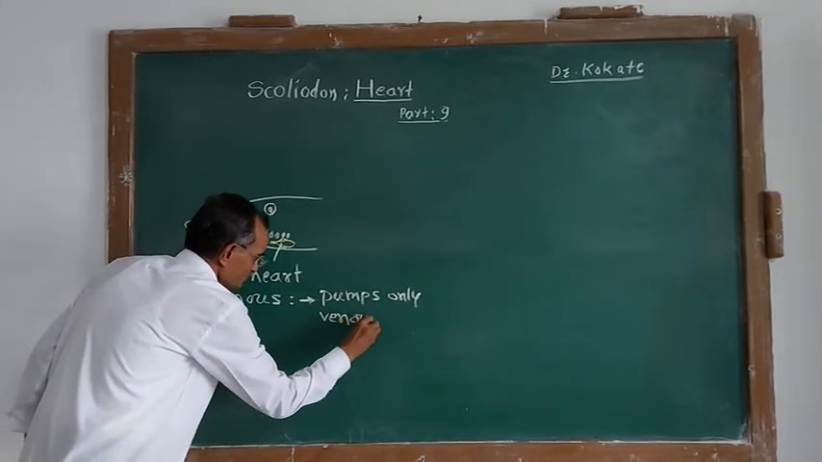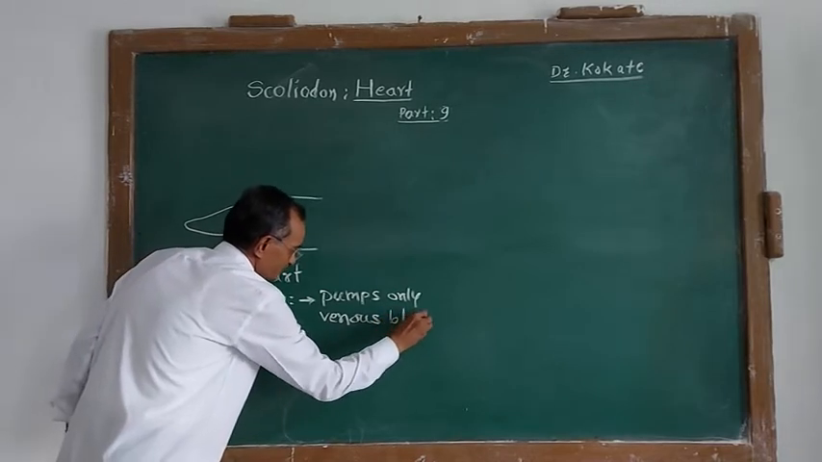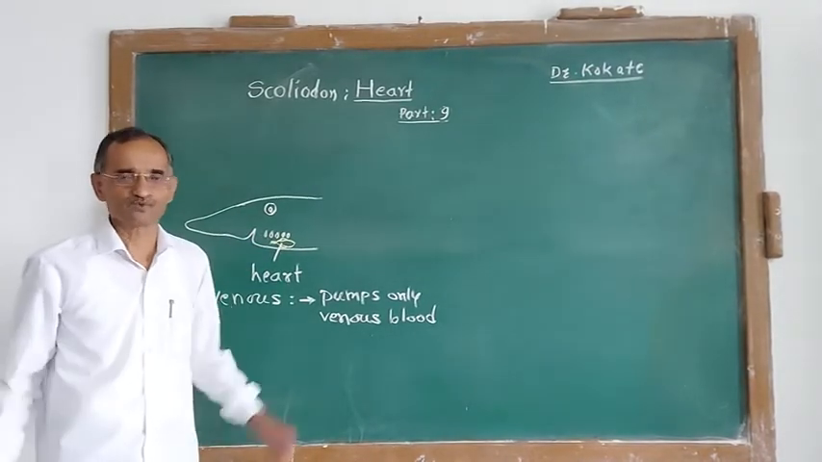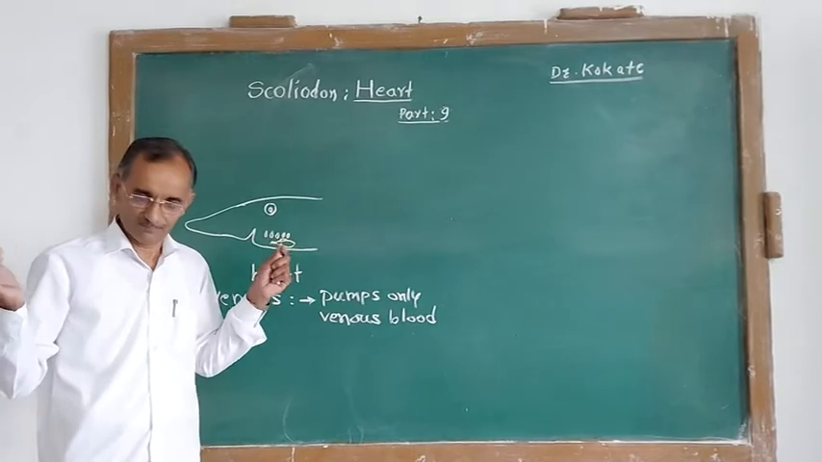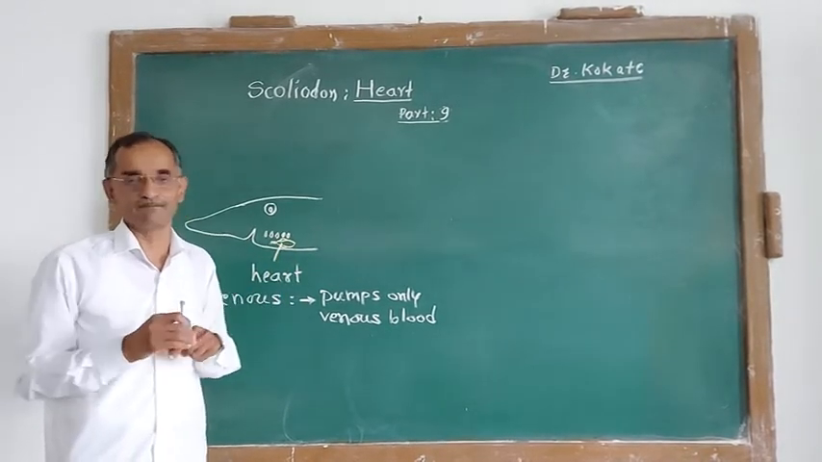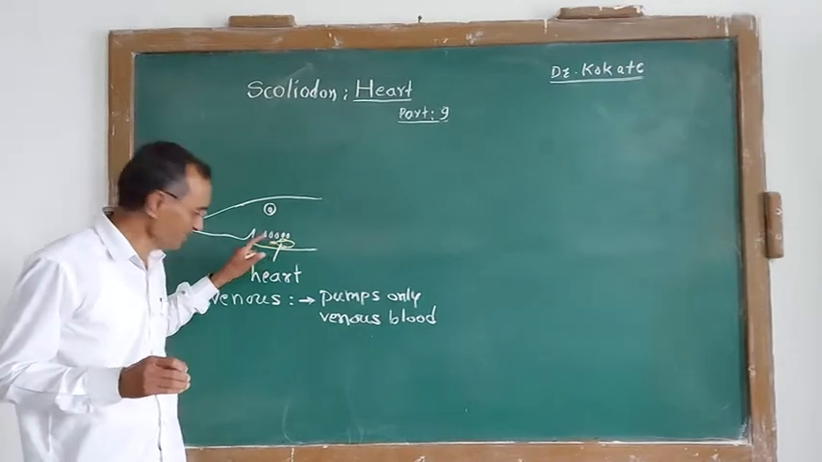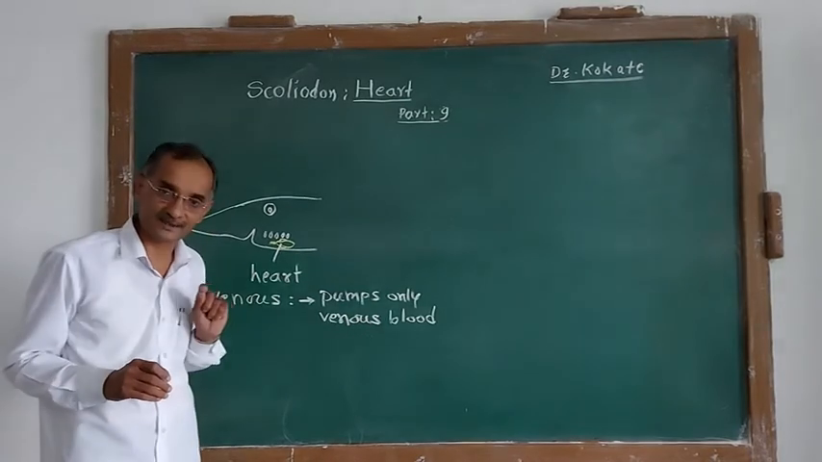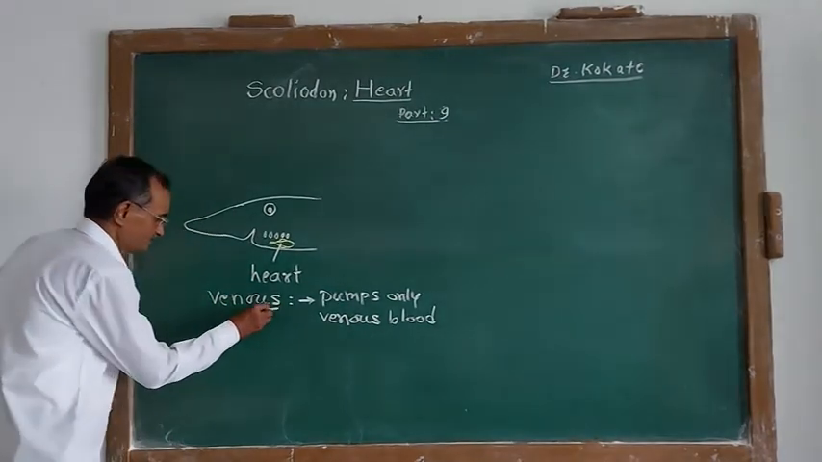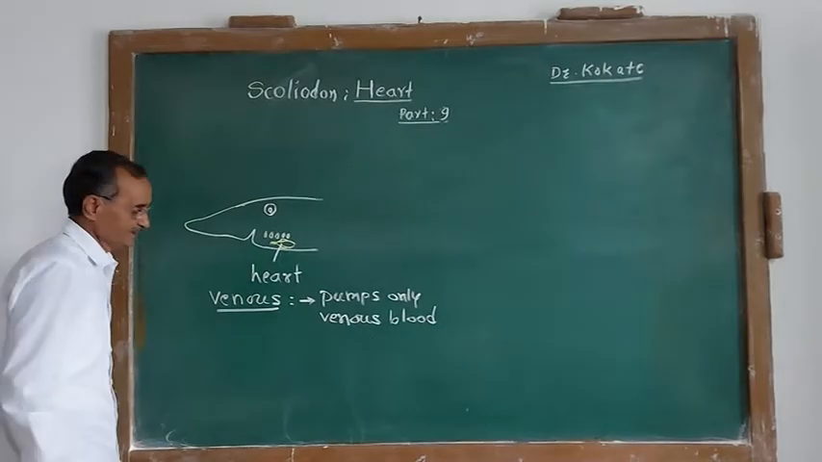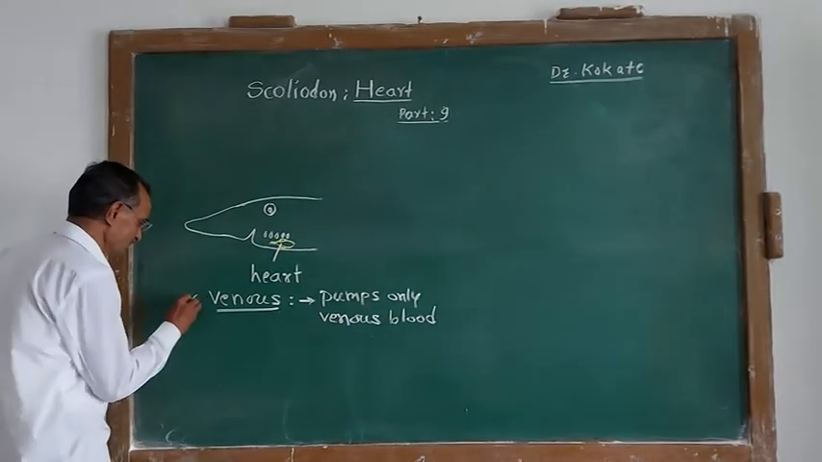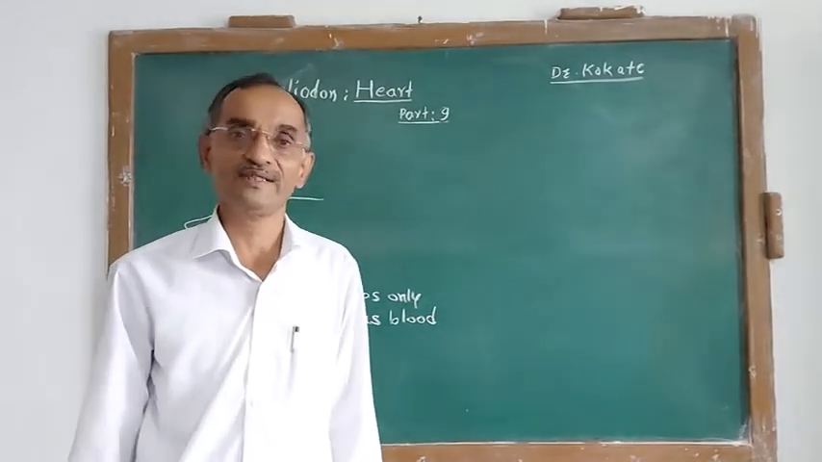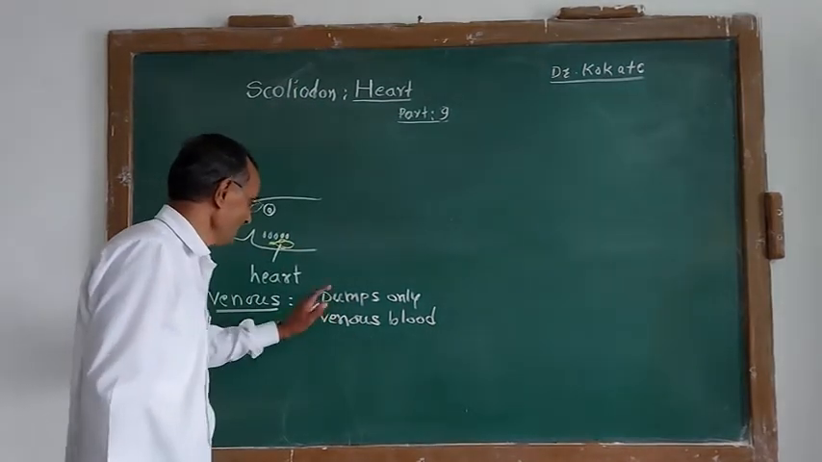When it pumps this venous blood, it pumps it towards the gills. For what purpose? To mix the oxygen from the water. Oxygen is taken and mixed into the blood in the gills, and for that purpose the venous blood is pumped towards the gills. So, as it pumps only venous blood, it is called a venous heart. This is one thing that you have to remember. In the examination they ask why the heart of Scoliodon is called a venous heart: because it pumps only venous blood.